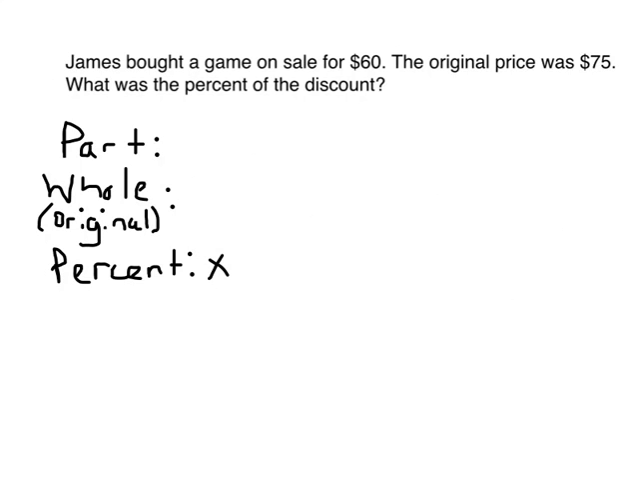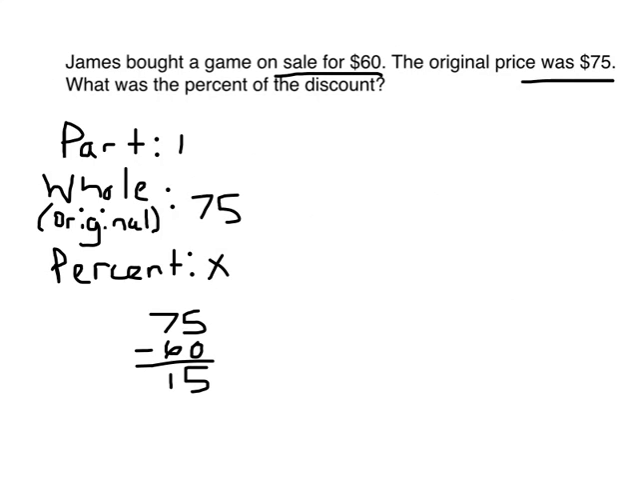Remember that the whole is our original price. What's the whole in this instance? What's the original price? It's $75. To find the part, we need to find the difference between the original price, $75, and the sale price, $60. How could we find that difference? We need to subtract 75 minus 60. What's the difference? What's 75 minus 60? It's 15. So the part is 15.